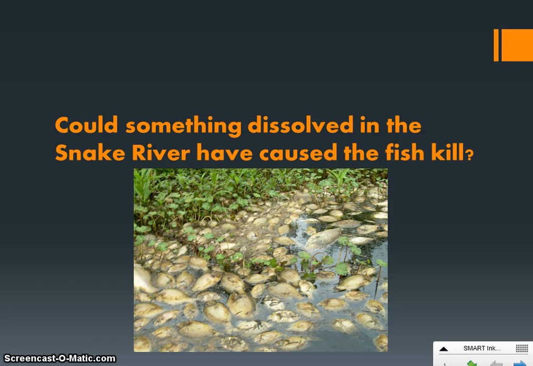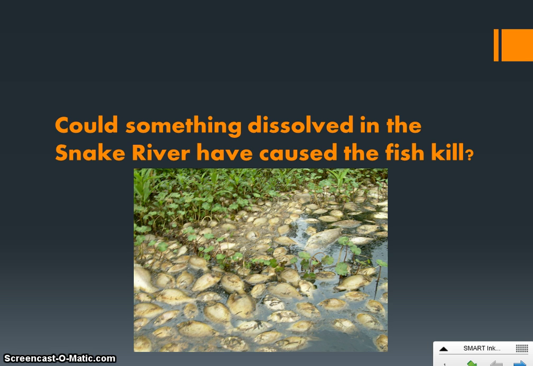Okay, so a couple days ago, you guys read in the book about a town, Riverwood, that has a river called the Snake River. And all of a sudden, one day, the townspeople noticed that all the fish had died in that river. And they're trying to figure out what possibly could have killed the fish.